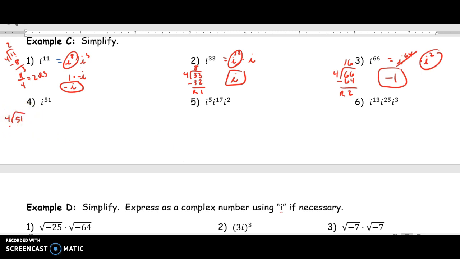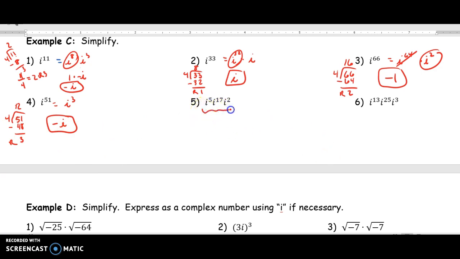The next one, 51 divided by 4, right? 4 goes into 51 12 times. 12 times 4 is 48. I get a remainder of 3. So this is basically equivalent to i to the third, which gives you negative i. Remember, it's always the exponent. Your remainder becomes your exponent that you're simplifying.